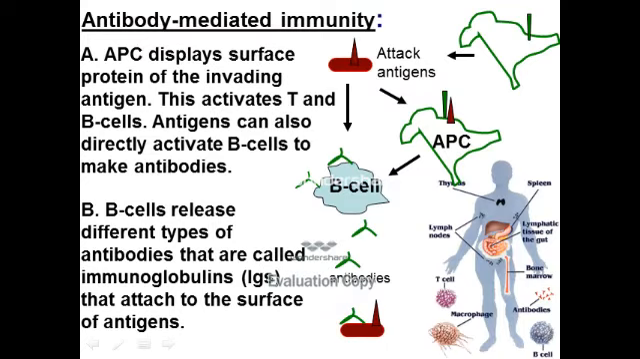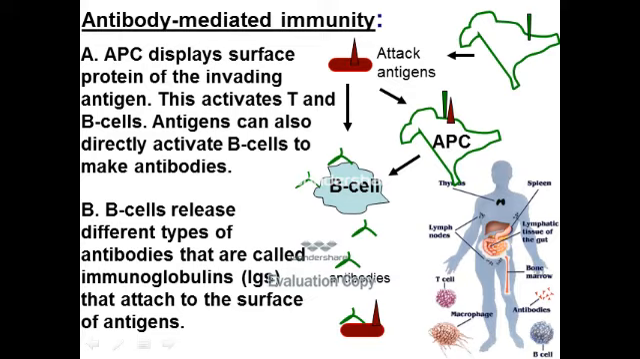I mentioned there were two routes to adaptive immunity. Here's the second one. It's called antibody-mediated. Here's a good review. We start with an APC. It's going to attack an antigen. Then it's going to display the MHC marker, as you can see in my diagram.